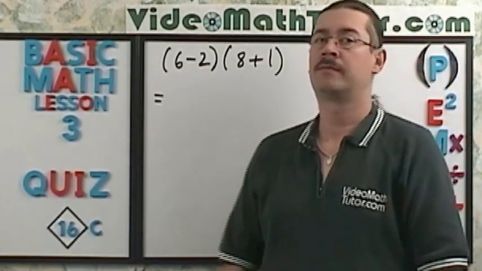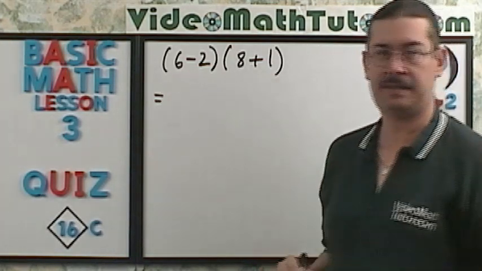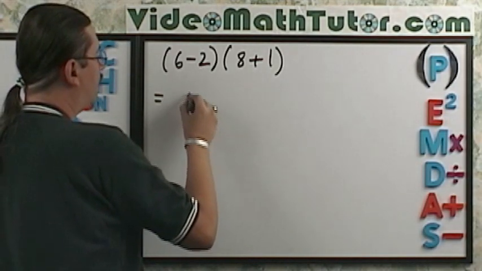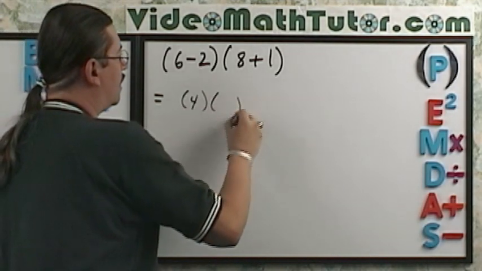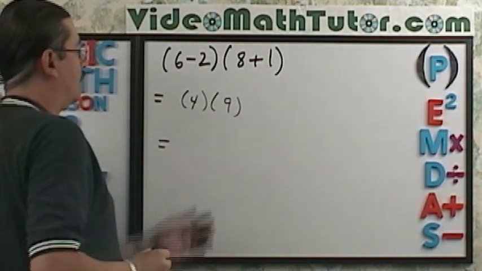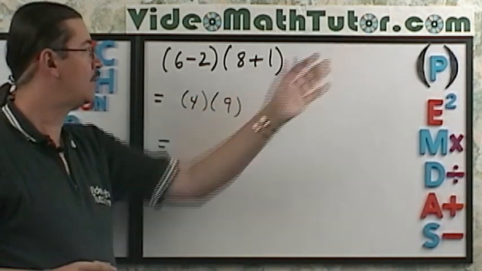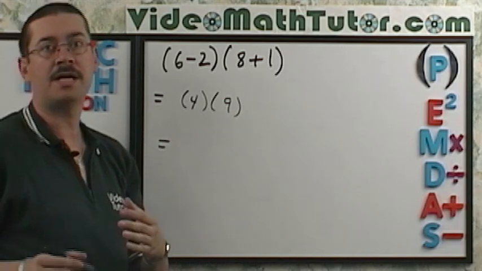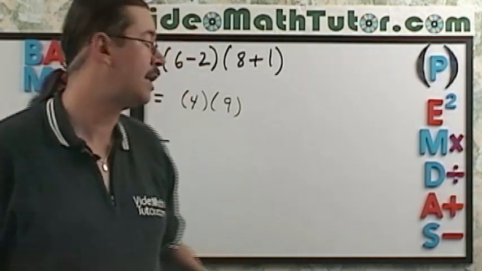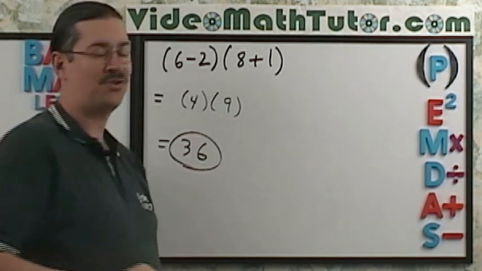Part C. So now we have a couple of grouping symbols, so we do everything inside each set of parentheses. 6 minus 2 is 4, and I'll just keep that in parentheses. 8 plus 1 is 9. Now what happens here? There's no arithmetic operation. Well, we talked about this before. If there's nothing between parentheses or parentheses and other items, it's implied multiplication. So this is actually 4 times 9. So the answer is 36.